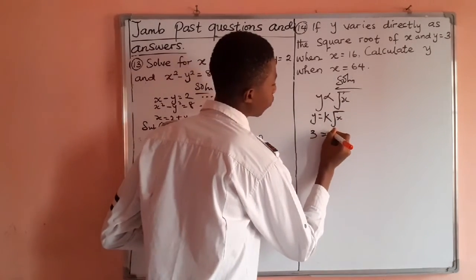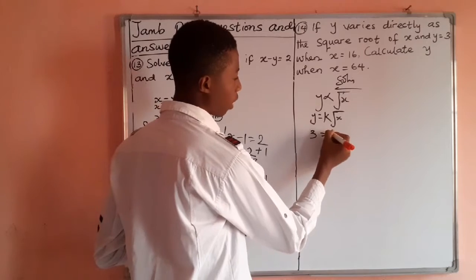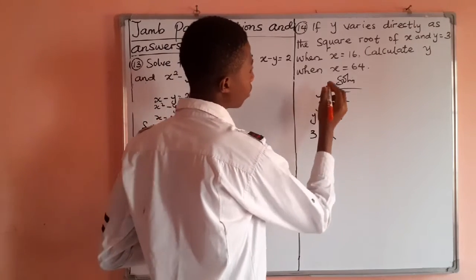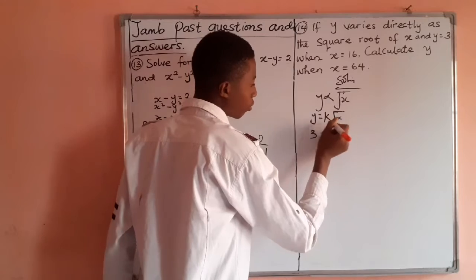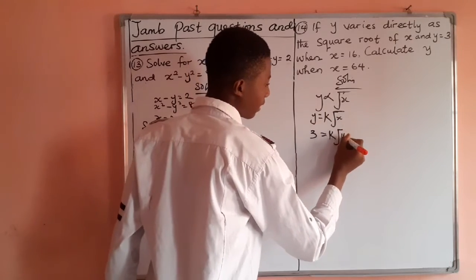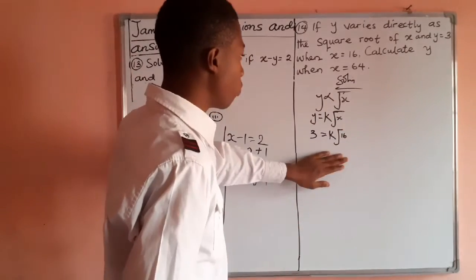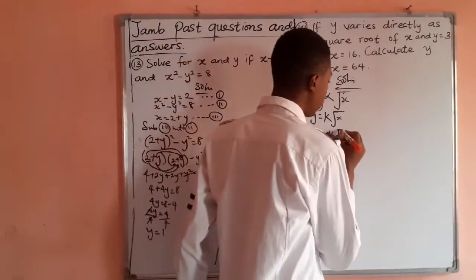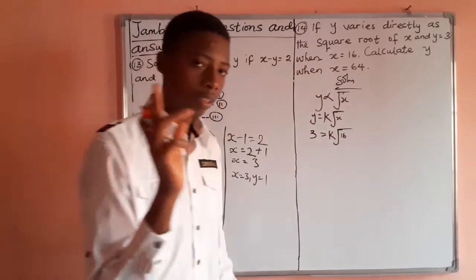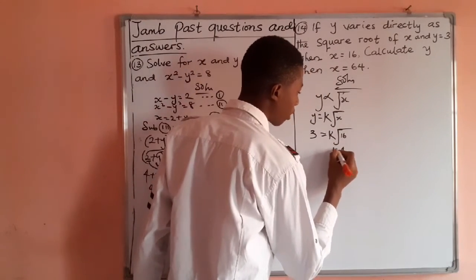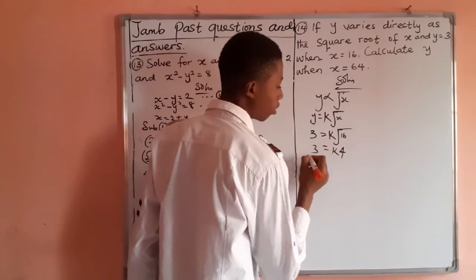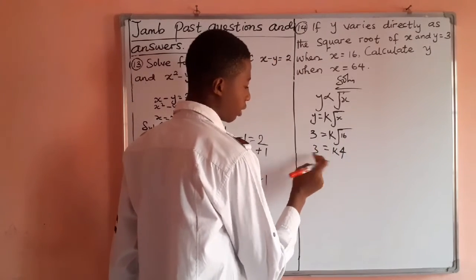K is not given because we have to find the k. And x is given as 16. Remember, you already have a root, so you must write down your root, root 16. We already know that 4 times 4 is 16, so root 16 will be giving us 4. K equals to 3. You bring down your constant and write your 3 back.